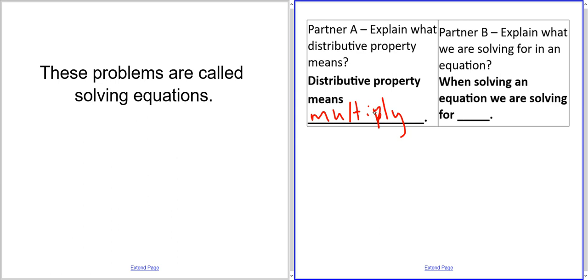And then part B, explain what we are solving for in an equation. So when solving an equation, we are solving for a variable, or we could say an unknown. So this is what we are doing when we're solving an equation. We're solving for a variable or an unknown.